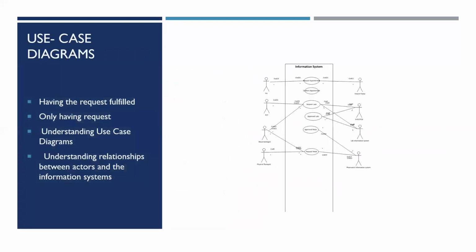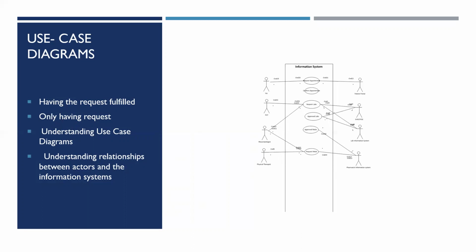Okay, and then we had our use case diagram. Basically, this is the interaction between the actors and the information system. So on the left side, you see the actors, and then on the right side, you see the information system. So, Joy makes an appointment, it goes to the patient portal, and then it's confirmed. The patient portal confirms the appointment.